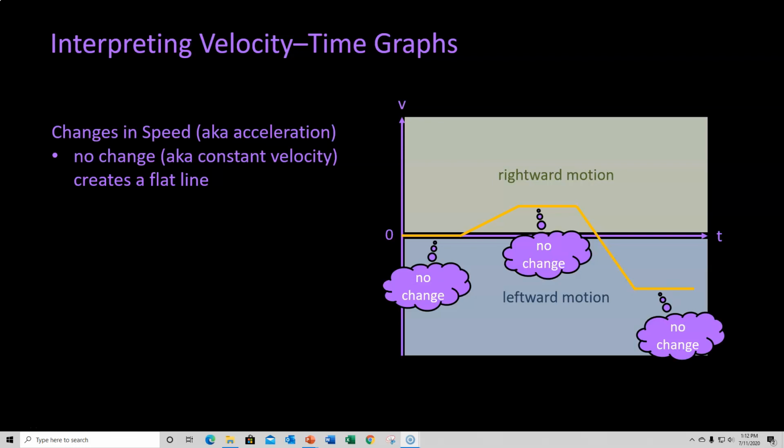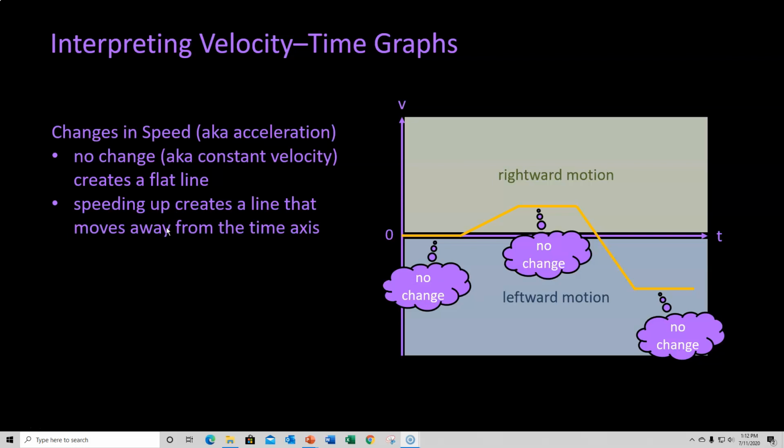And then of course down here it is also moving at a constant velocity, this time in the leftward direction. Speeding up creates a line that moves away from the time axis. So right here, the object is speeding up in the positive or rightward direction, but also right here, notice the line is moving away from the time axis. So here the object is speeding up in the negative or leftward direction.